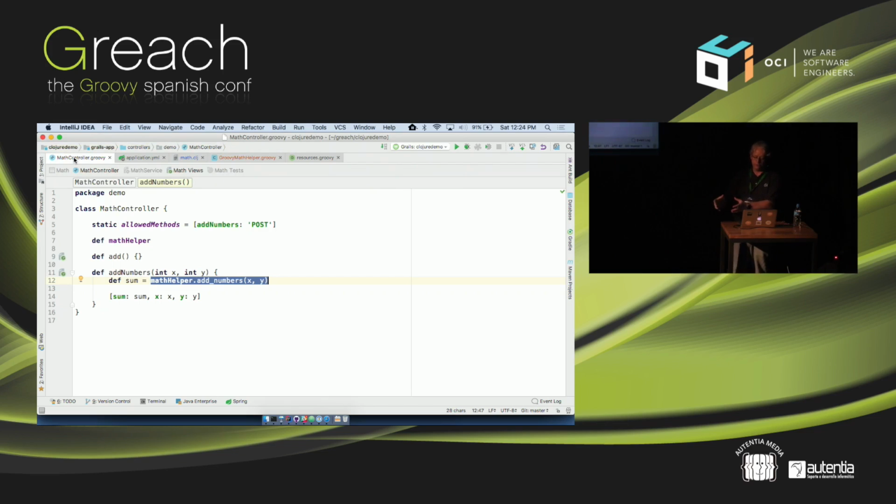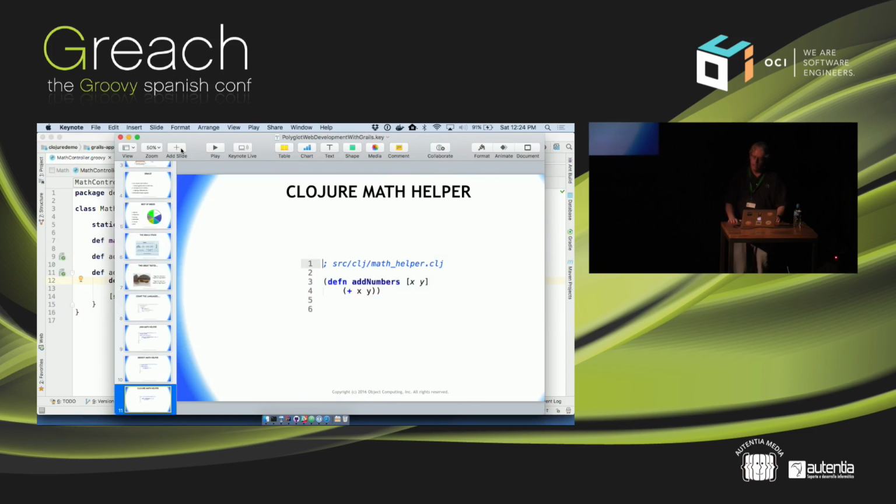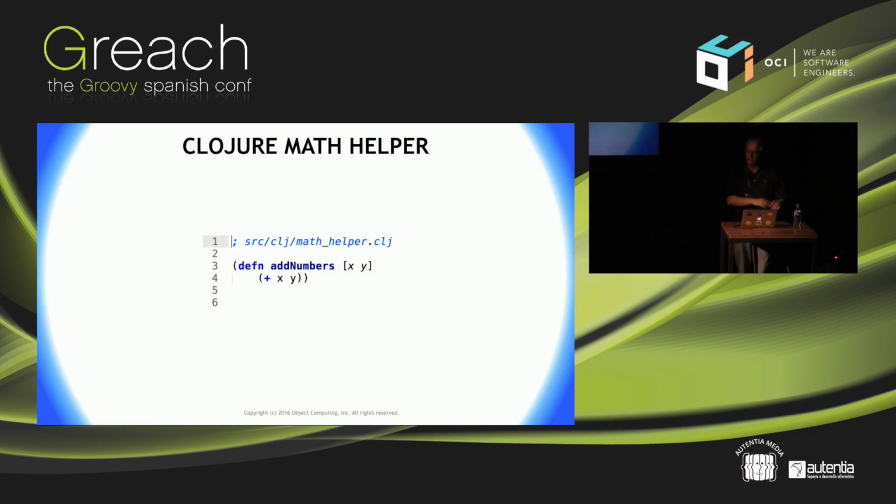So if there are parts of your system that would benefit from some features of the Clojure programming language, you can implement those parts of the system in Clojure, and then still get to take advantage of everything that Grails has to offer. Does that idea make sense? That's really the big part of the point here.